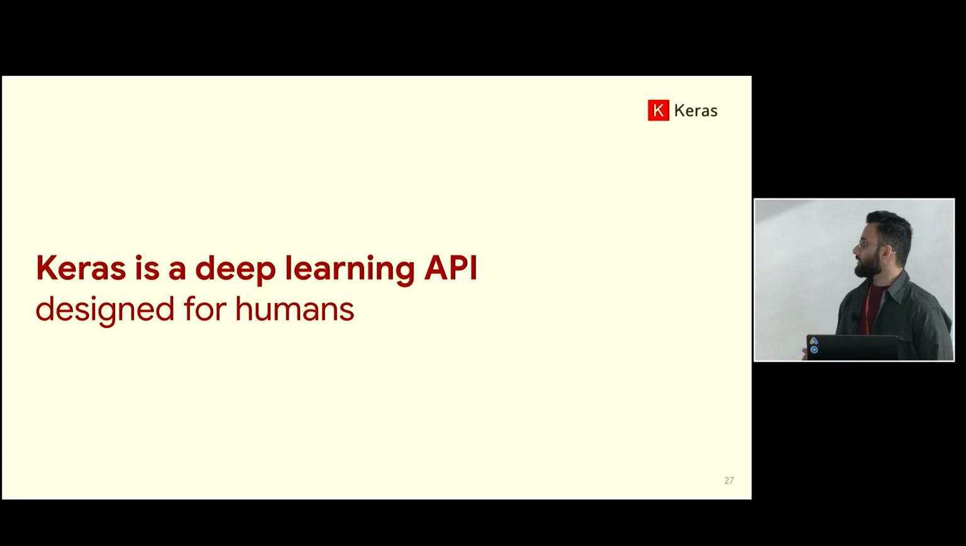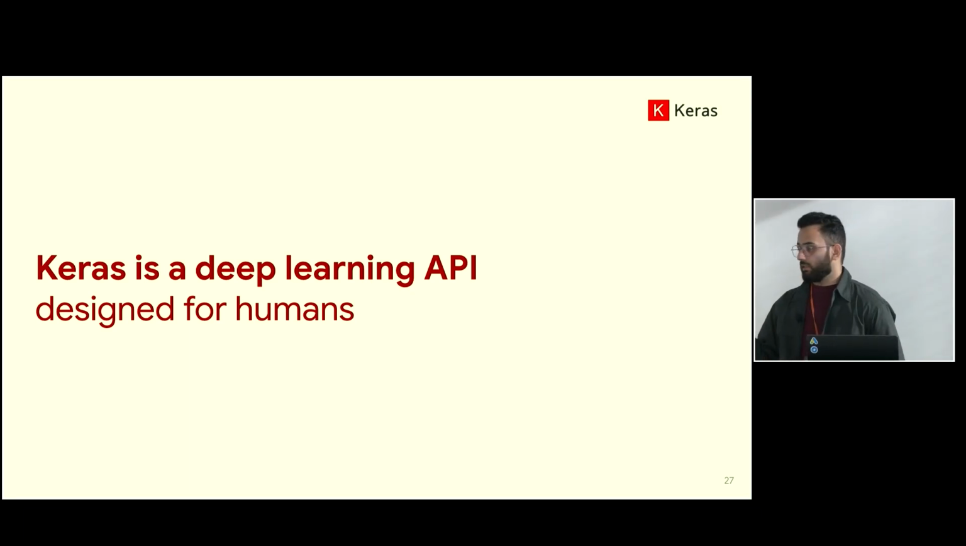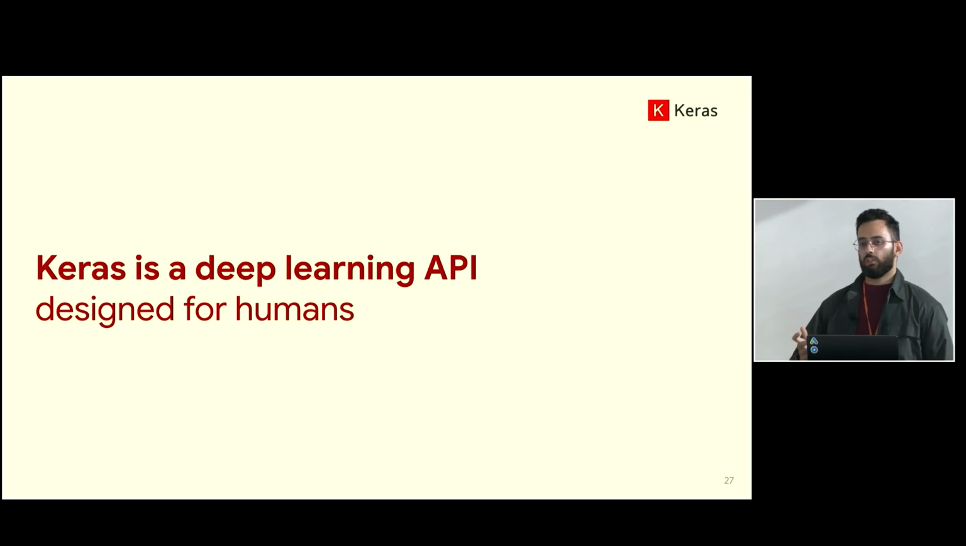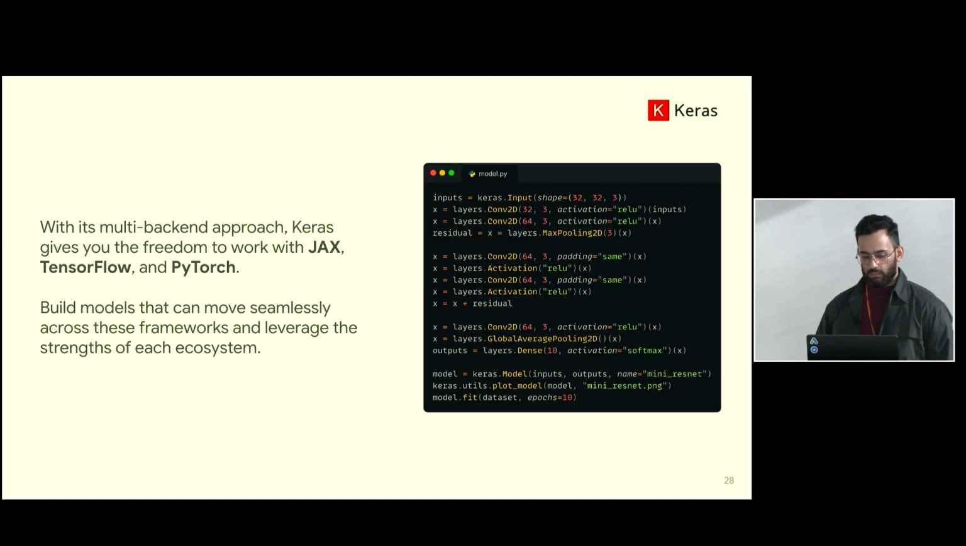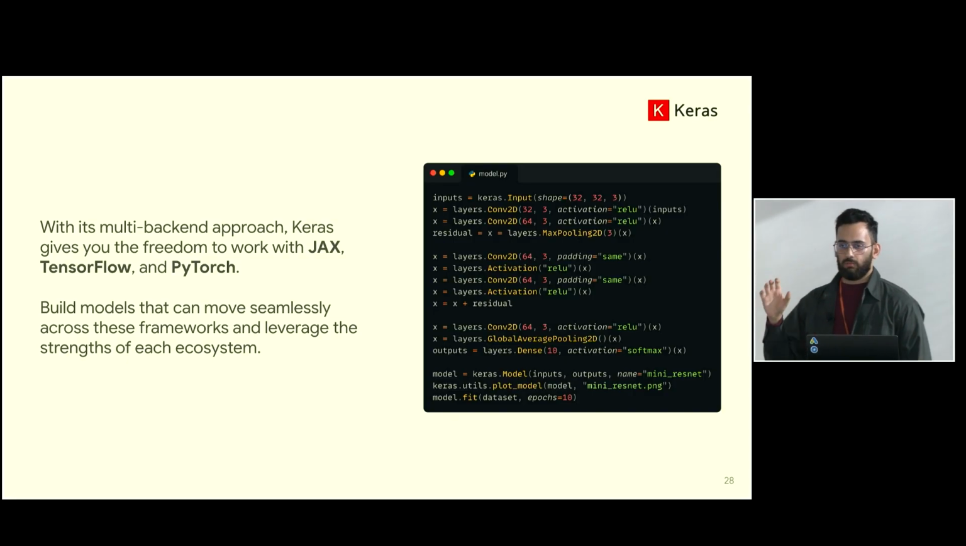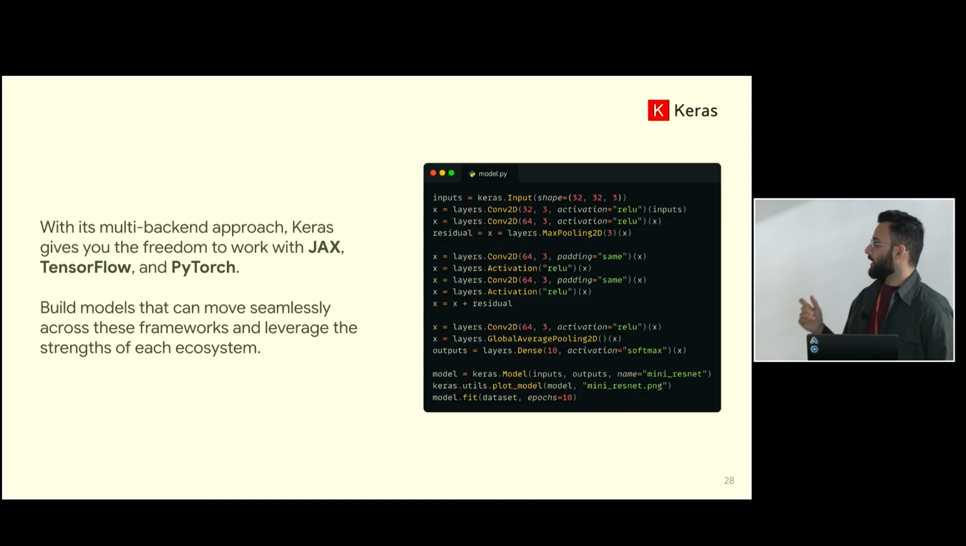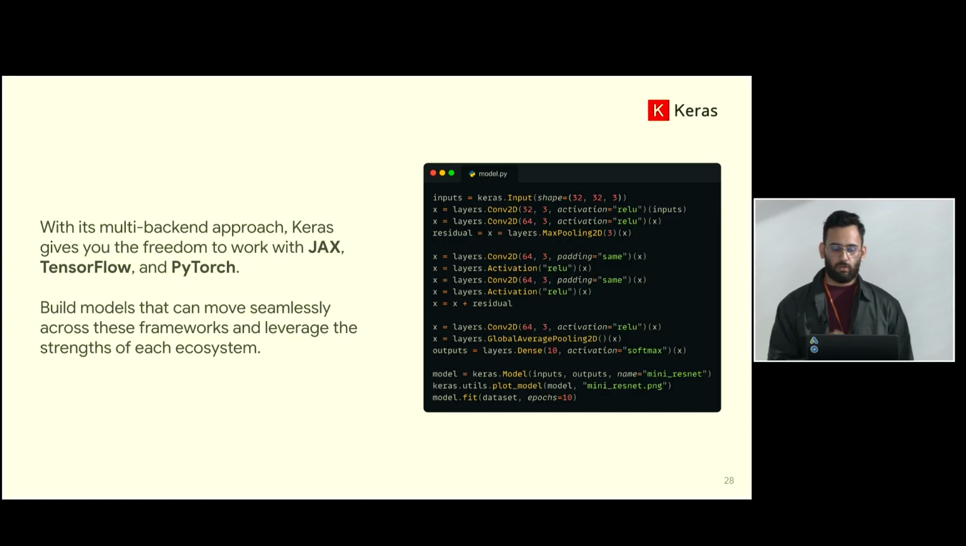Now coming to Keras. Keras is a deep learning API designed for humans. If you have done any kind of deep learning, you might already know about Keras. And Keras 3 is a multi-backend framework, which means that you can use the same modeling API with any backend that you like. You can use JAX, TensorFlow, or PyTorch on the backend while using the same API on the front end to build your model.